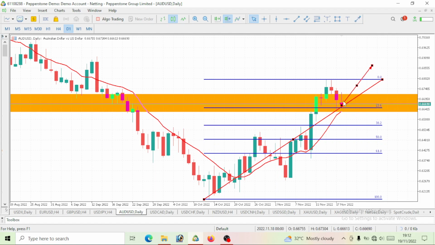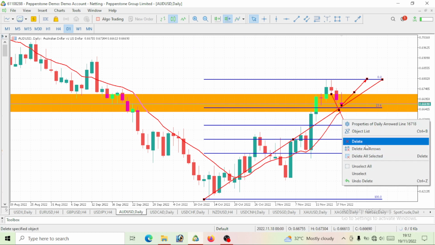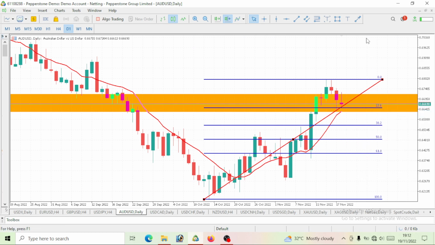It is already at a level of 23.6. The pullback or retracement can be over at this level and it will continue its bullish move, or it will definitely drop to this level of 38.2 before it continues its bullish move. That is why I said I believe it will actually drop to 38.2. I personally believe it will drop to 38.2 before it continues a bullish move.